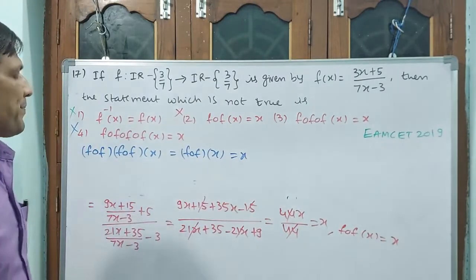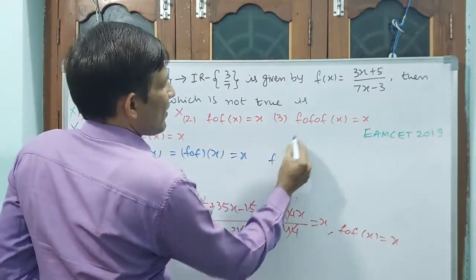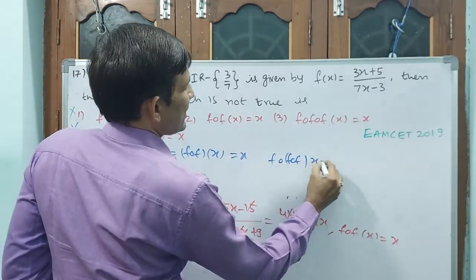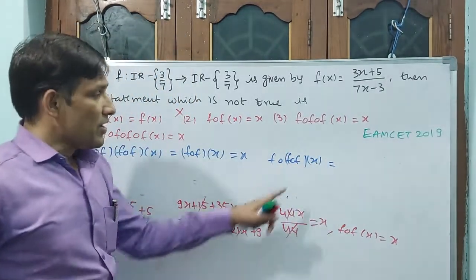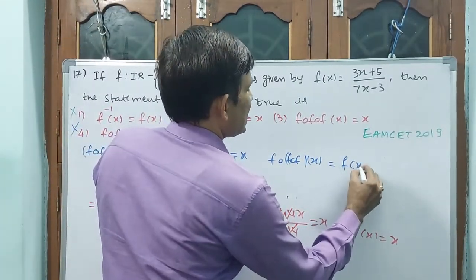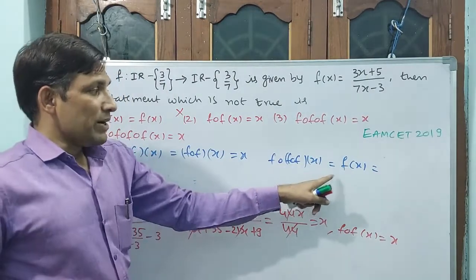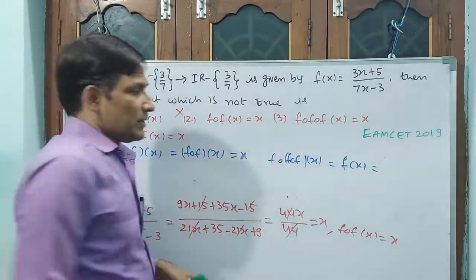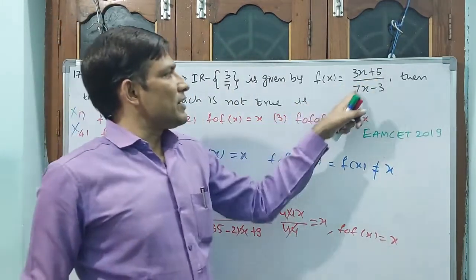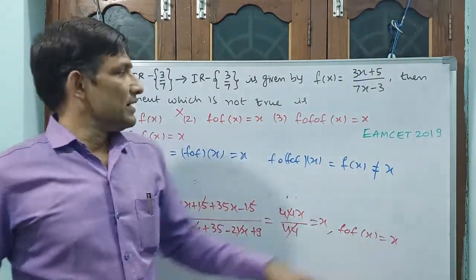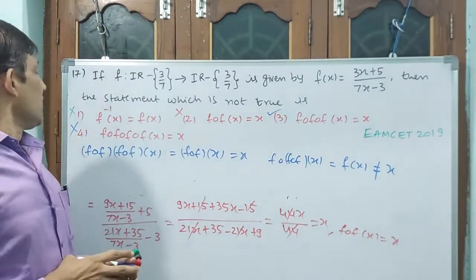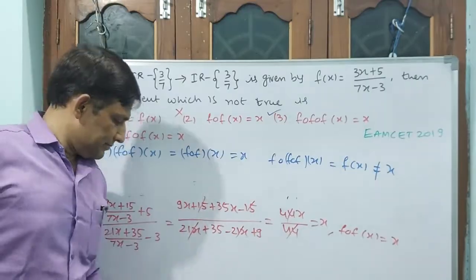How you are doing it, you see. f of x separately. f of x is x. f of x is x. That means f of x should come, but x has come. f of x is not equal to x. Why? Because f of x is 3x plus 5 plus 7x minus 3, not x. You understand this? Okay? Take this, we will go for the 18th question.